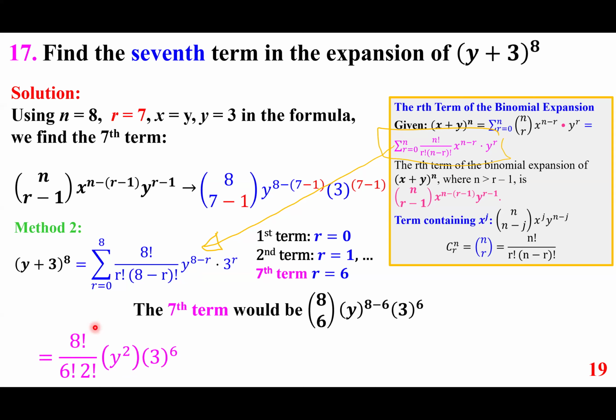To simplify this by hand, because 6 is the largest in the denominator, go with 8 times 7 times 6 factorial over 6 factorial. By the way, 2 factorial is the same as 2. This way, everybody, and 3 to the power of 6 is 729.